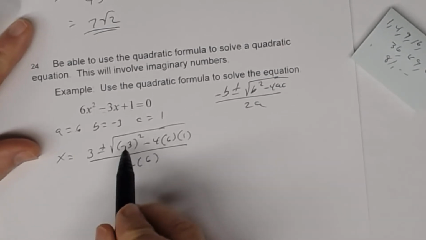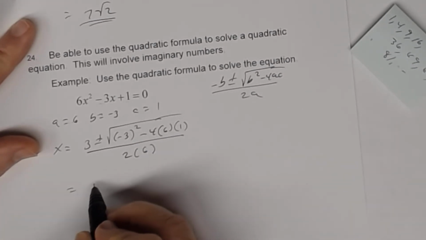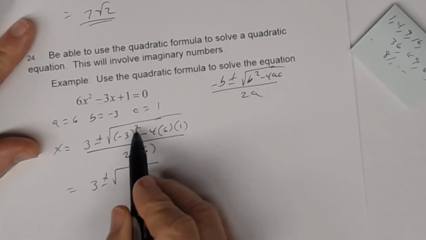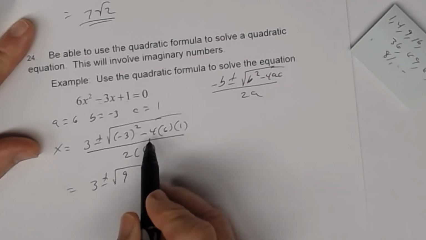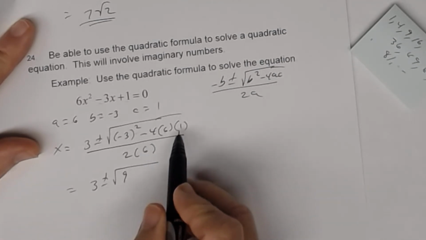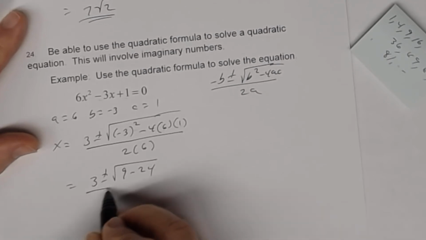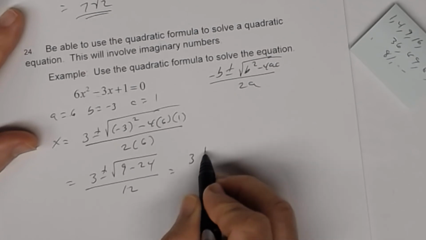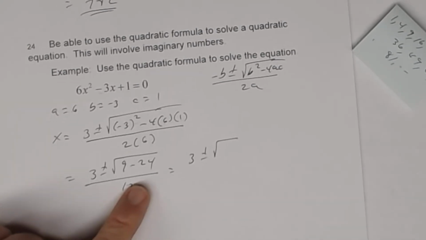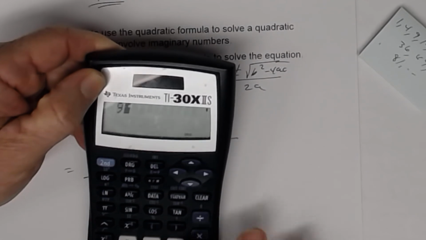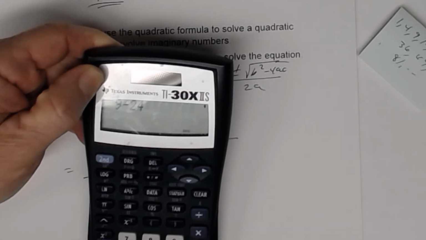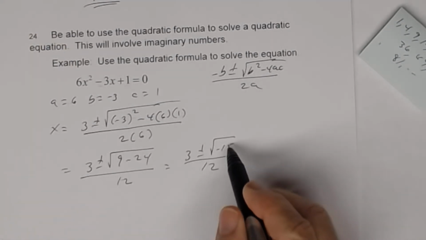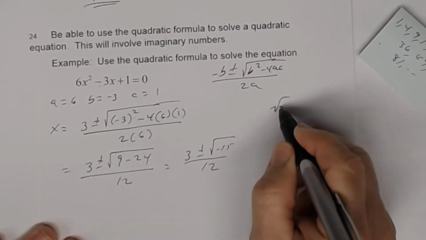Now at this point, you're going to simplify the radicand. So it becomes 3 plus or minus the square root of, simplify the radicand. Negative 3 times itself is 9. A negative 4 times 6 times 1 is a negative 24. All divided by 2 times 6, which is 12. Equals 3 plus or minus the square root of 9 minus 24, on your calculator. Figure that out: 9 minus 24 is negative 15, all divided by 12.